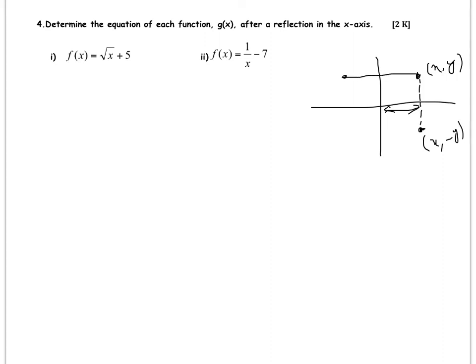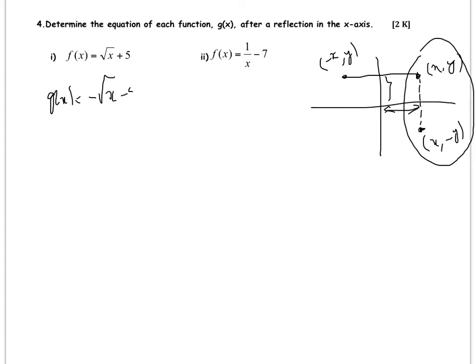And if I reflect it about the y-axis, you can see that the y doesn't change, but x becomes negative x. So, reflected about the x-axis, we are going to multiply the function by -1. But if it is about the y-axis, we are going to replace x with -x. Here we have a reflection in the x-axis, so you have to multiply your function by -1. So for the first one, you get g of x is negative square root of x minus 5. And for the second one, g of x is -1 over x plus 7.